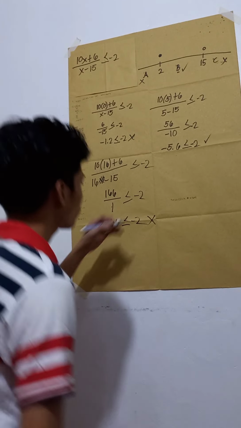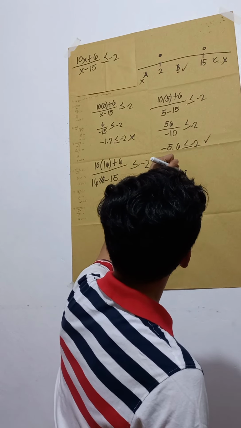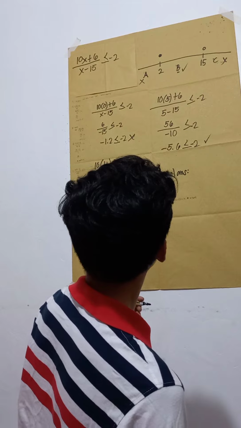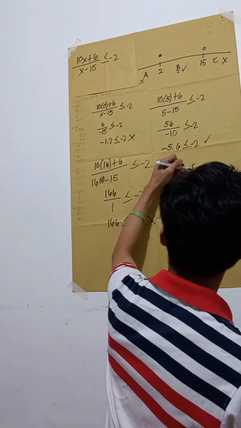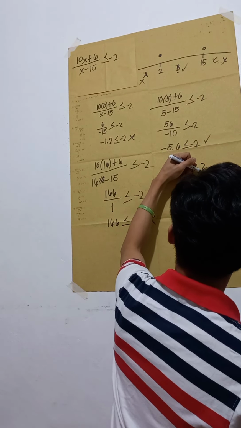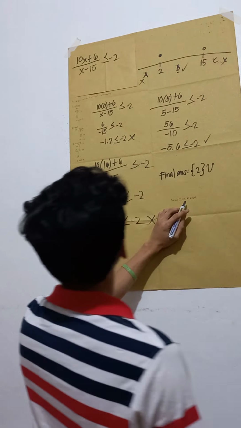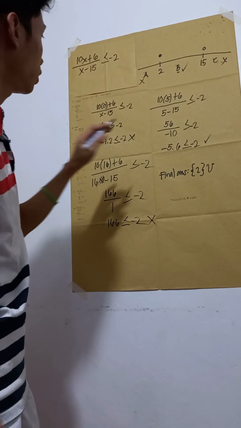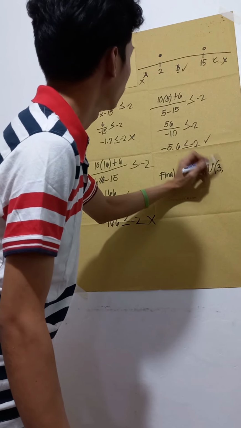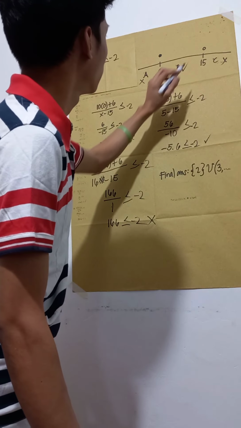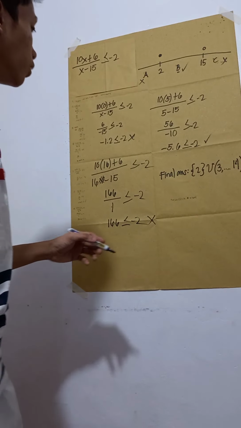So the final answer. Our final answer is: 2 is a solution, so that would be a bracket 2, and union the B interval, which is also a solution, up to 14 is also a solution. So that's our final answer.